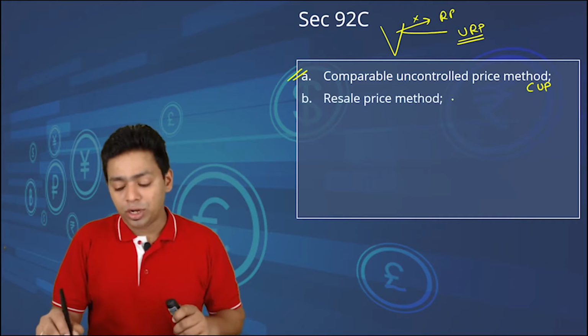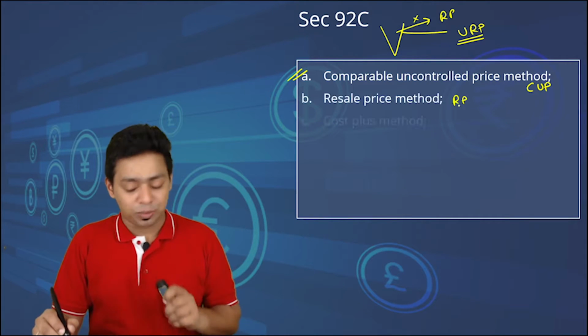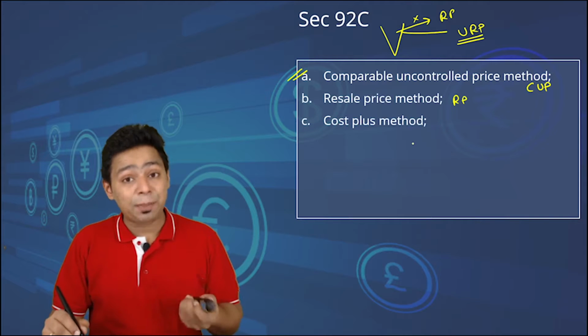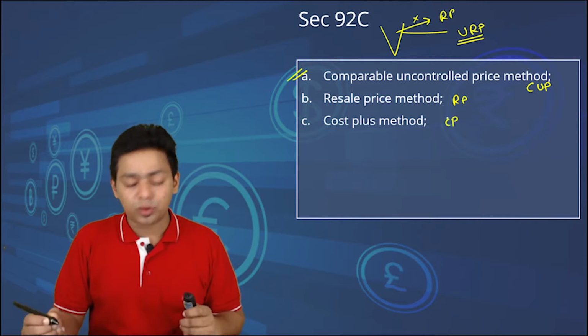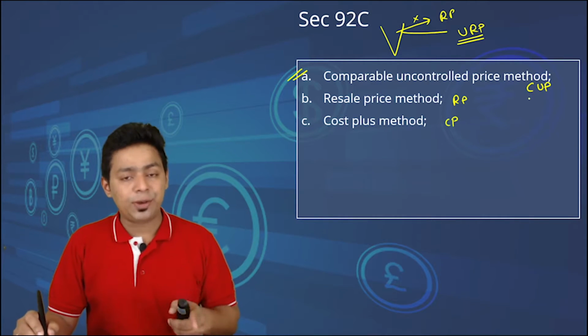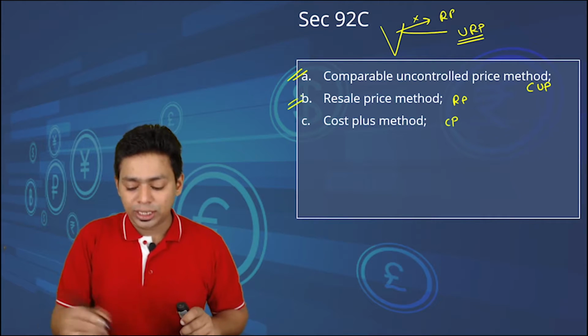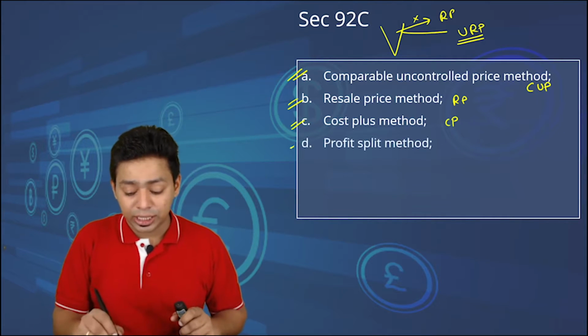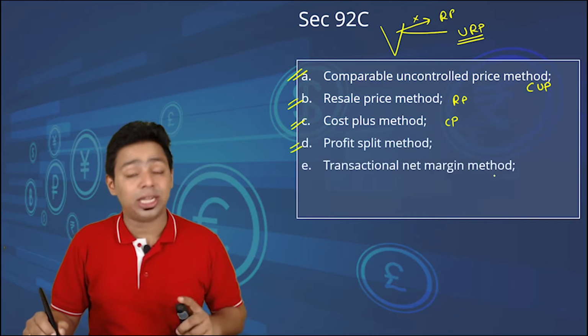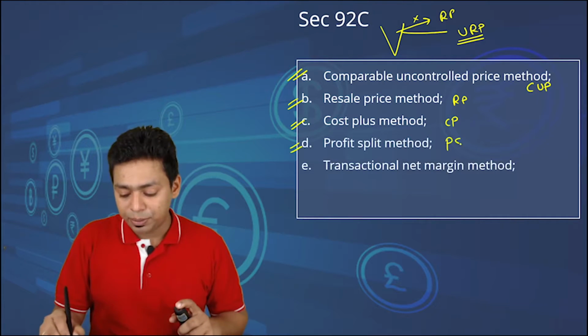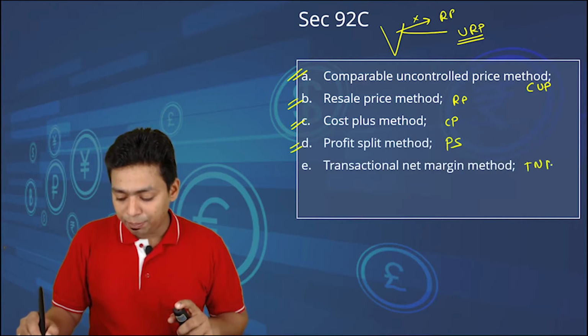Then there is another method called the RP method, resale price method. Then there is a method called the CP method, cost plus method. So CUP, RP, CP. Then there is a method called profit split method. Then transaction net margin method, the PS method and the TNM method.